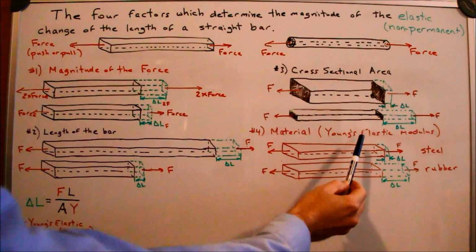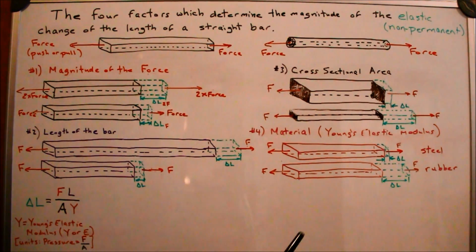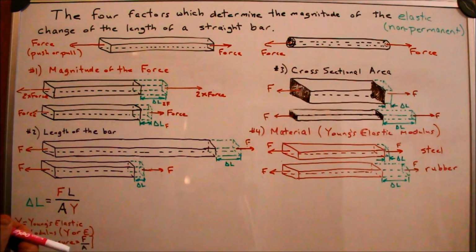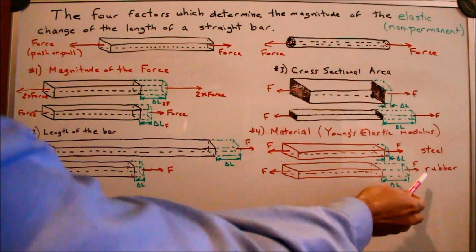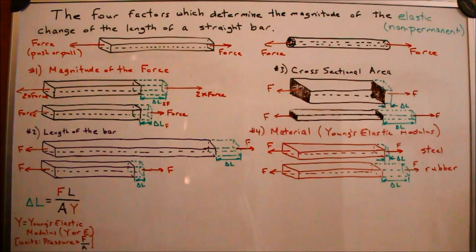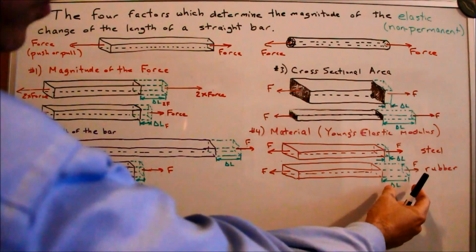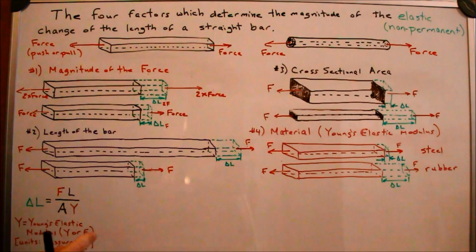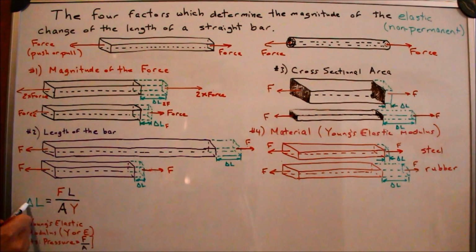The fourth element is the material. And the property that we're interested in is called Young's elastic modulus. So if I have identical bars, one made out of, let's say, steel, which has a high elastic modulus, another material, for example rubber, which has a very low elastic modulus, the rubber one will have a greater elastic change in length. So this Young's elastic modulus, which is most commonly shown as E, but in your text is Y, so Y for Young's or E for elastic modulus, that's also inversely related to the change in length.